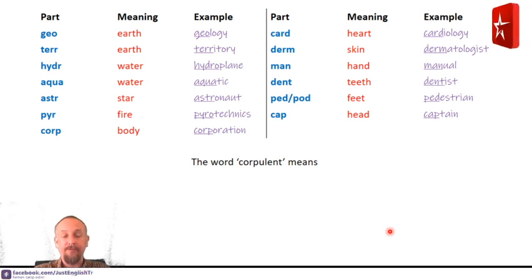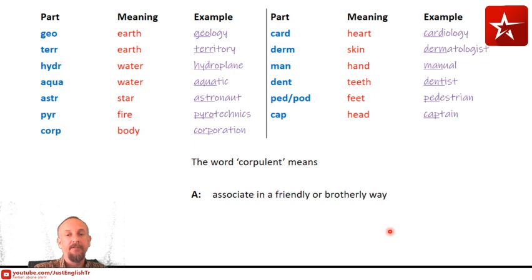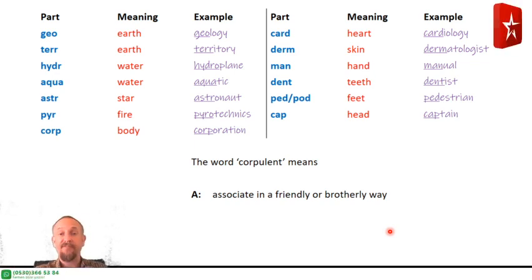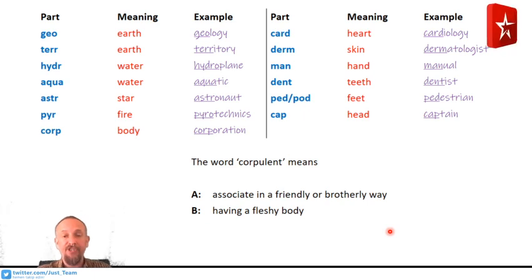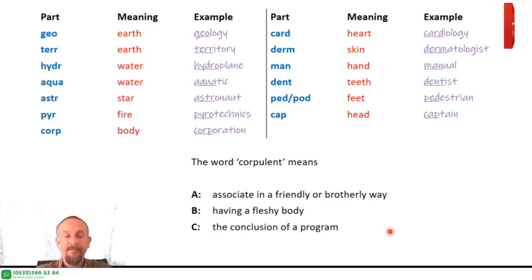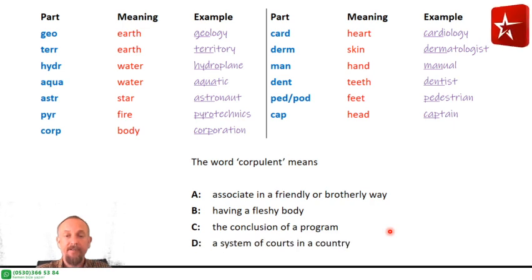So corpulent. Corpulent means A, an associate. We have associate, which is the noun form, and associate, which is the verb form. Here it's a verb form. To associate in a friendly or brotherly way. B, having a fleshy body. C, the conclusion of a program. D, a system of courts in a country.